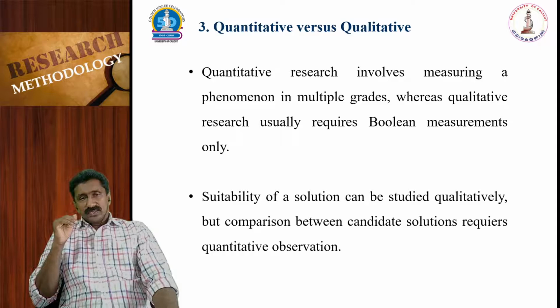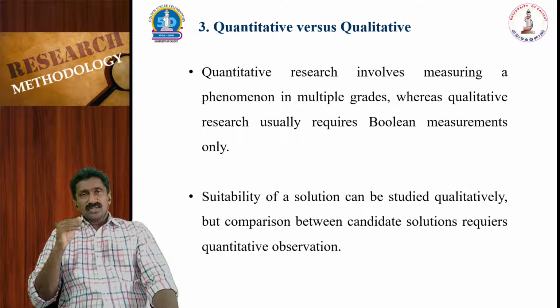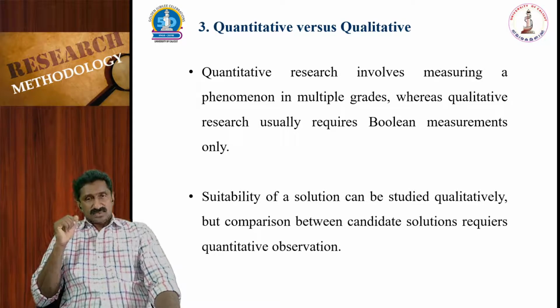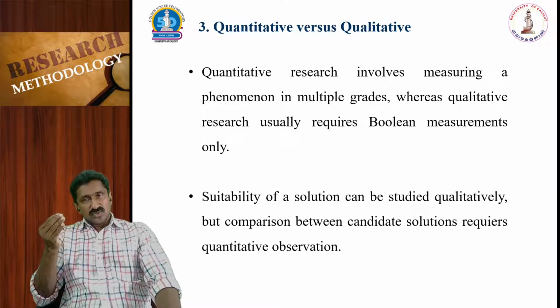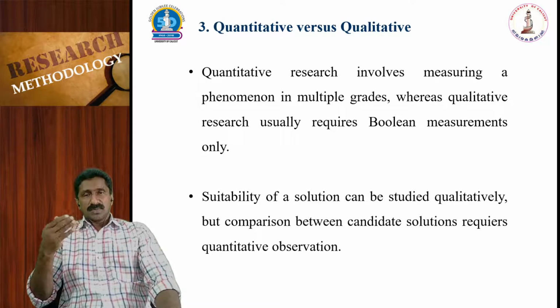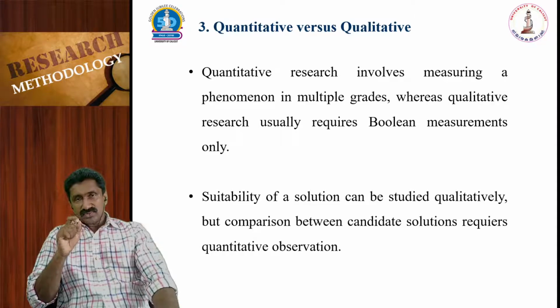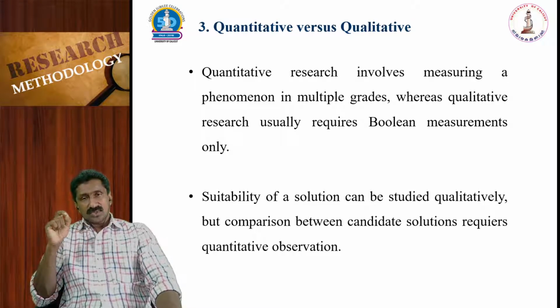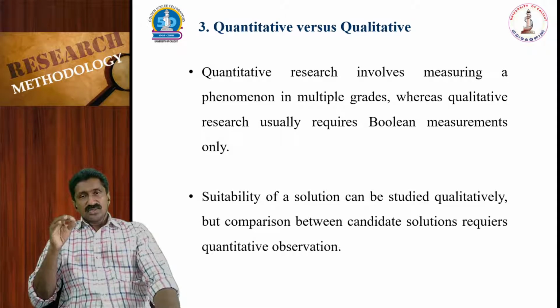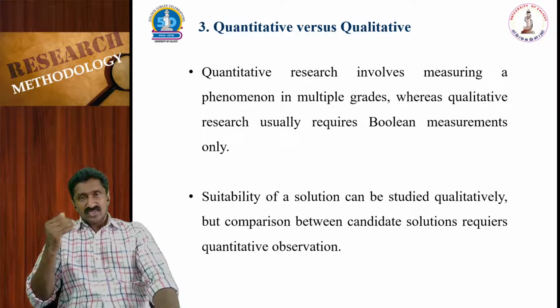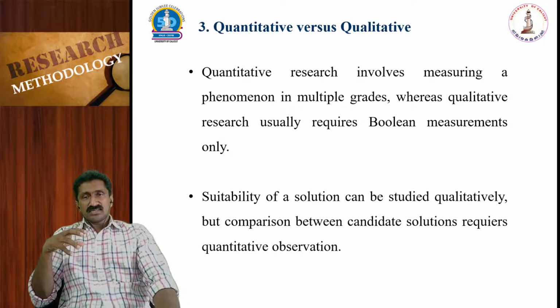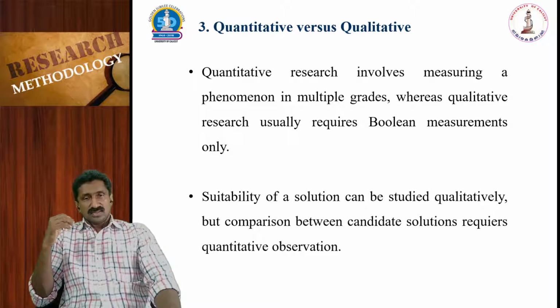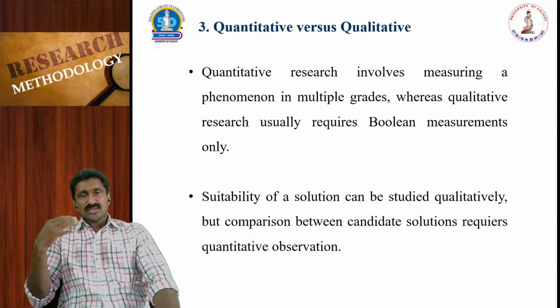So the next category, as I mentioned, is quantitative versus qualitative research. Quantitative research involves measuring a phenomenon in multiple grades, whereas qualitative research usually requires Boolean measurements only. And suitability of a solution can be studied qualitatively by comparison between candidate solutions, which requires quantitative operation.